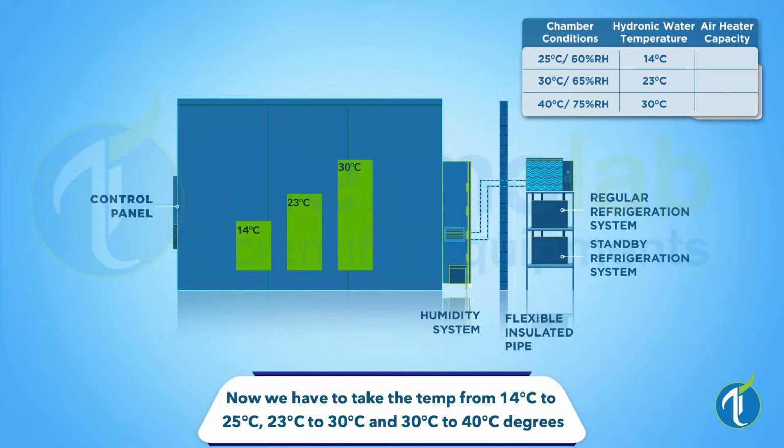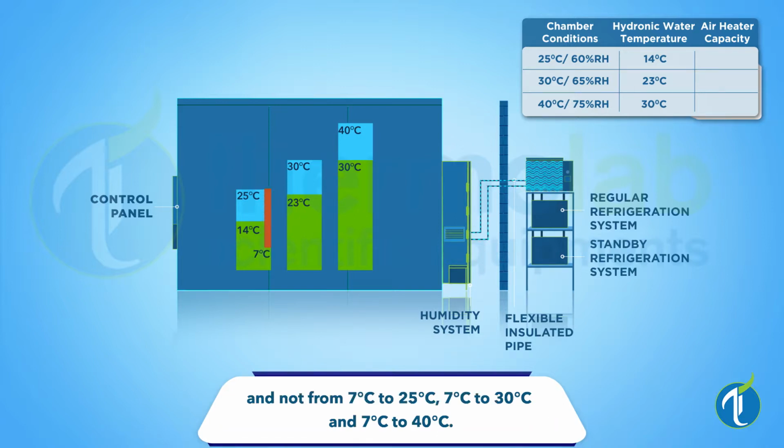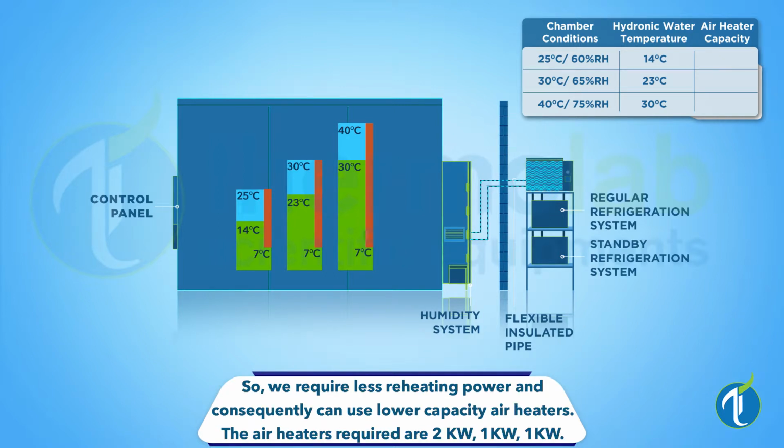Now we have to take the temperature from 14 degrees Celsius to 25 degrees Celsius, 23 to 30 degrees Celsius and 30 to 40 degrees Celsius, and not from 7 to 25 degrees Celsius, 7 to 30 degrees Celsius and 7 to 40 degrees Celsius. For these temperatures, we don't require higher capacity heaters.